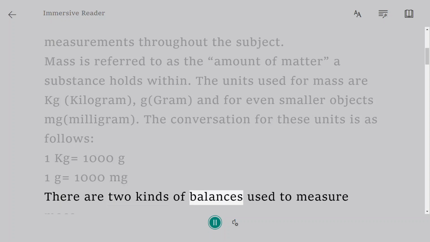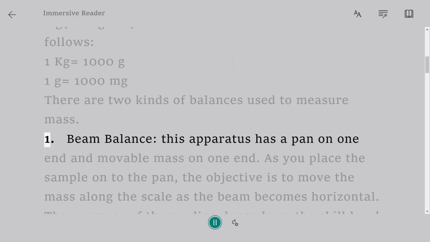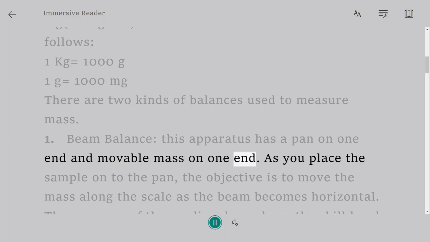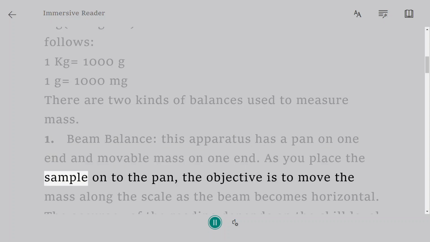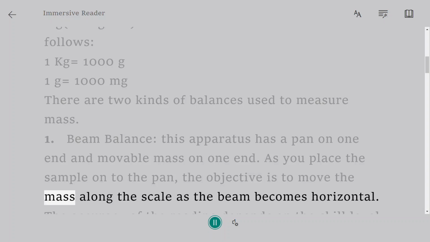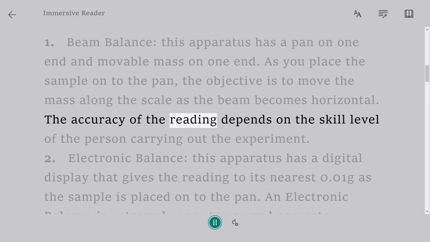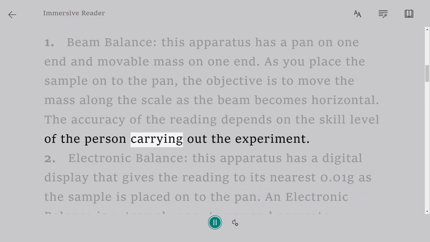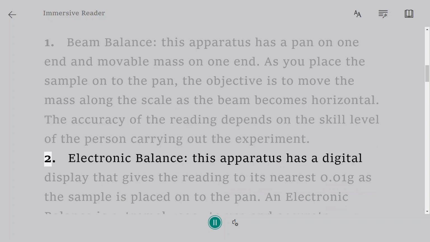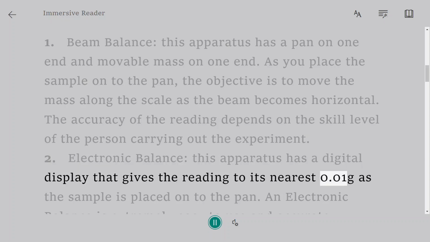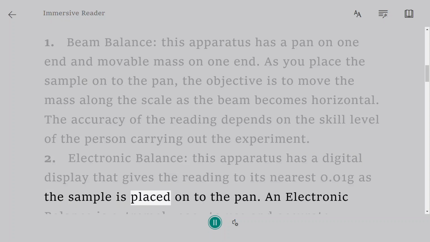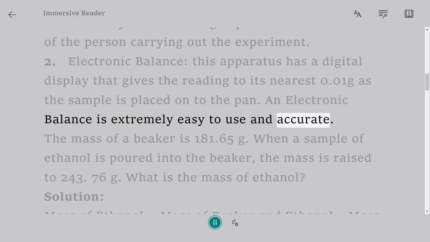There are two kinds of balances used to measure mass. 1. Beam balance. This apparatus has a pan on one end and a movable mass on the other end. As you place the sample onto the pan, the objective is to move the mass along the scale until the beam becomes horizontal. The accuracy of the reading depends on the skill level of the person carrying out the experiment. 2. Electronic balance. This apparatus has a digital display that gives the reading to the nearest 0.01 g as the sample is placed onto the pan. An electronic balance is extremely easy to use and accurate.